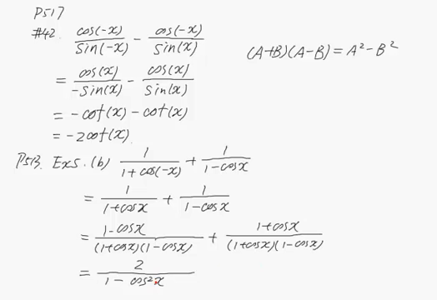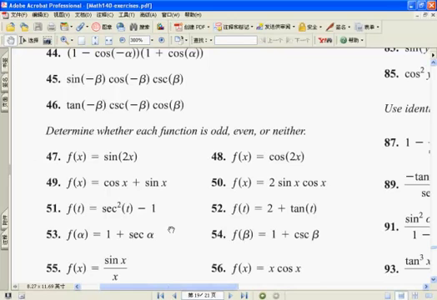And 1 minus cosine squared x is equal to what? Sine squared, right? By the fundamental identity, you get 2 over sine squared x. And then use one of the reciprocal identities. You get 2 times cosecant squared x.